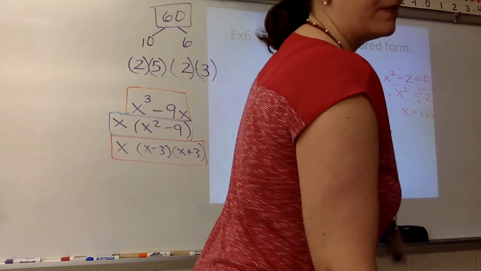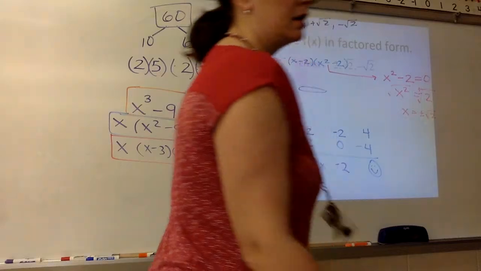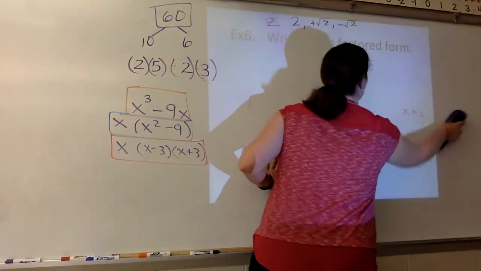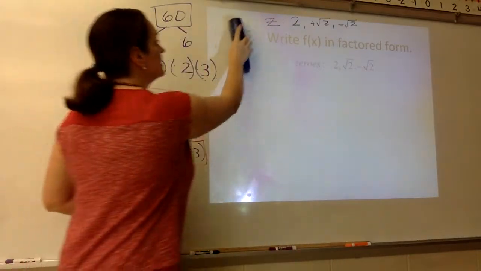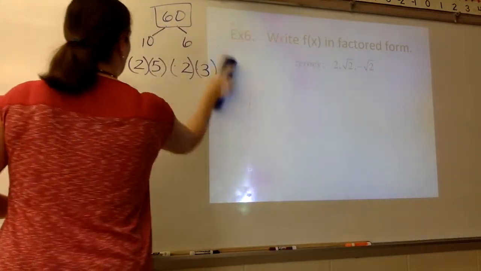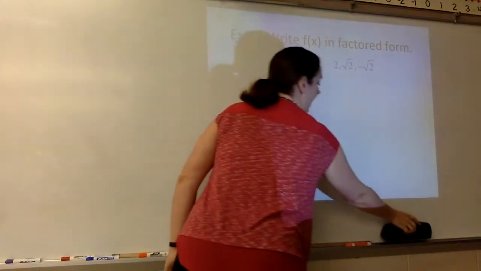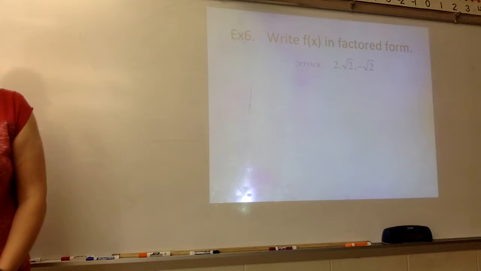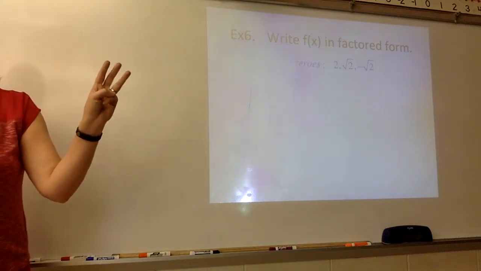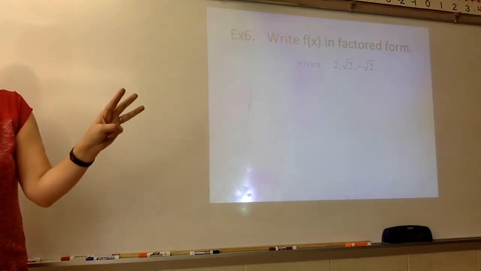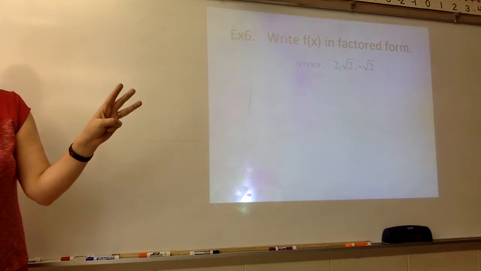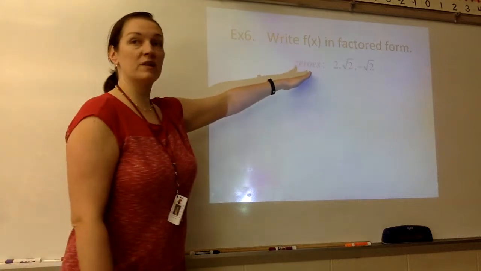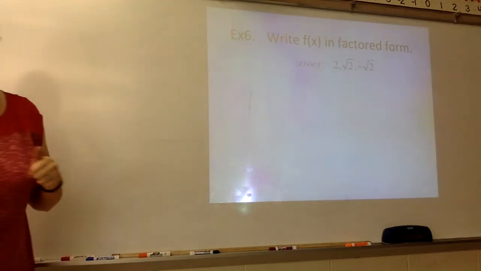All right. Example 6, last one. Here it is. Take a look. Write f of x in factored form. How many zeros do I have? 3. So I have a degree 3 polynomial. No multiplicity, very straightforward. What happens when I have 3 zeros? What do they translate into as factors?